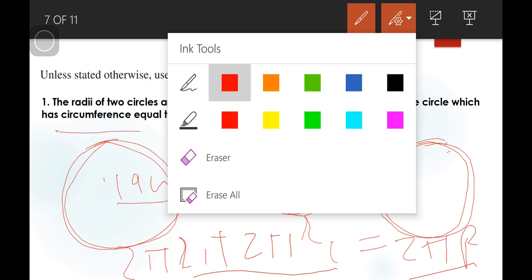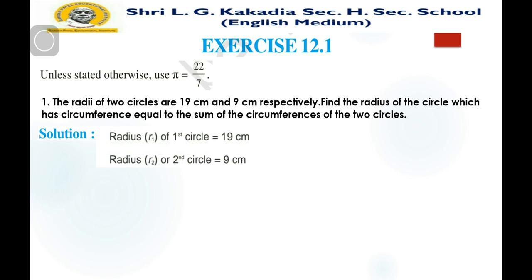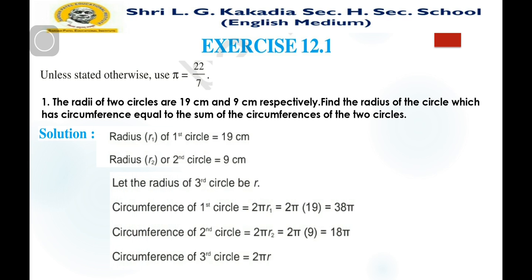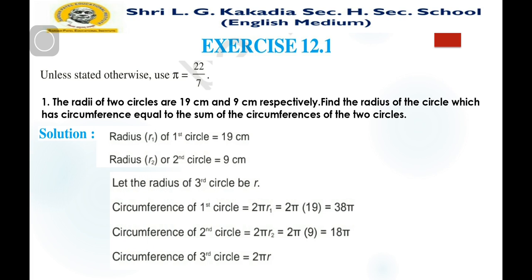So let us solve this example. Solution: radius r1 of the first circle is 19 centimeters, radius r2 of the second circle is equal to 9 centimeters. Let the radius of the third circle be small r. Circumference of the first circle is 2 pi r1, that is 2 pi 19, that is 38 pi. Circumference of the second circle is equal to 2 pi r2, is equal to 2 pi 9, is equal to 18 pi. Circumference of the third circle is equal to 2 pi r.